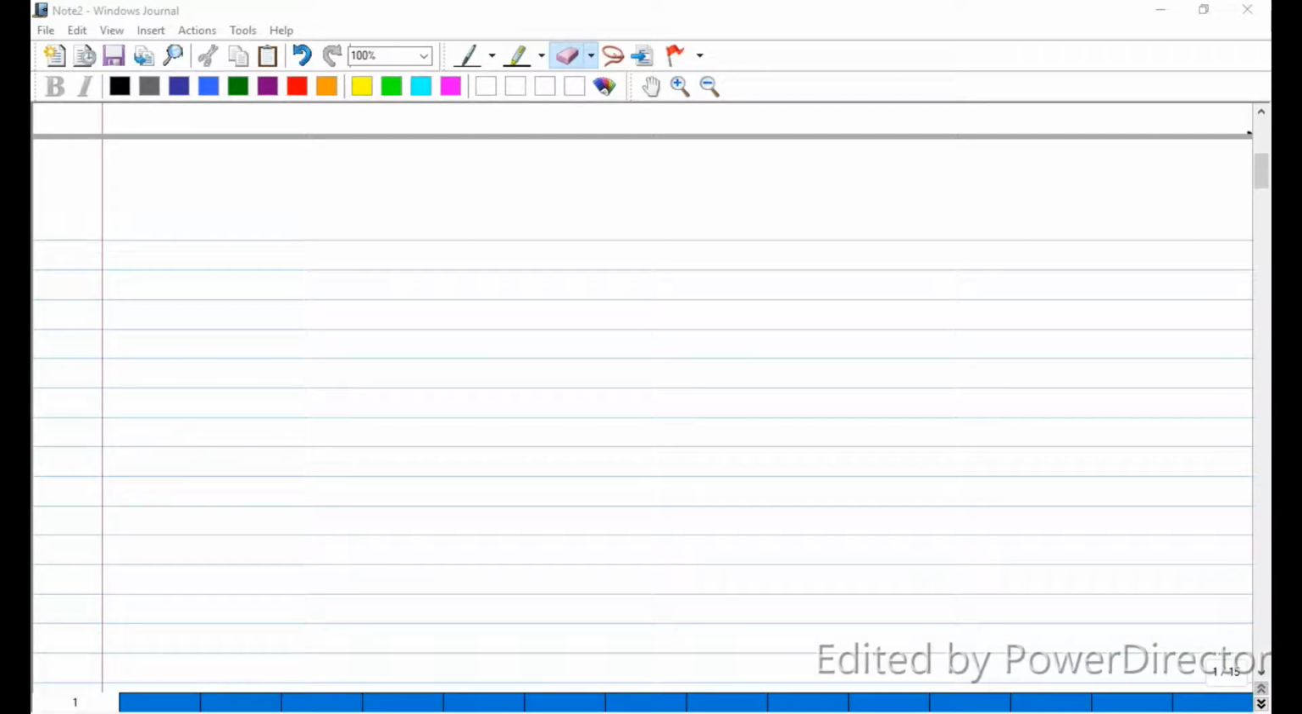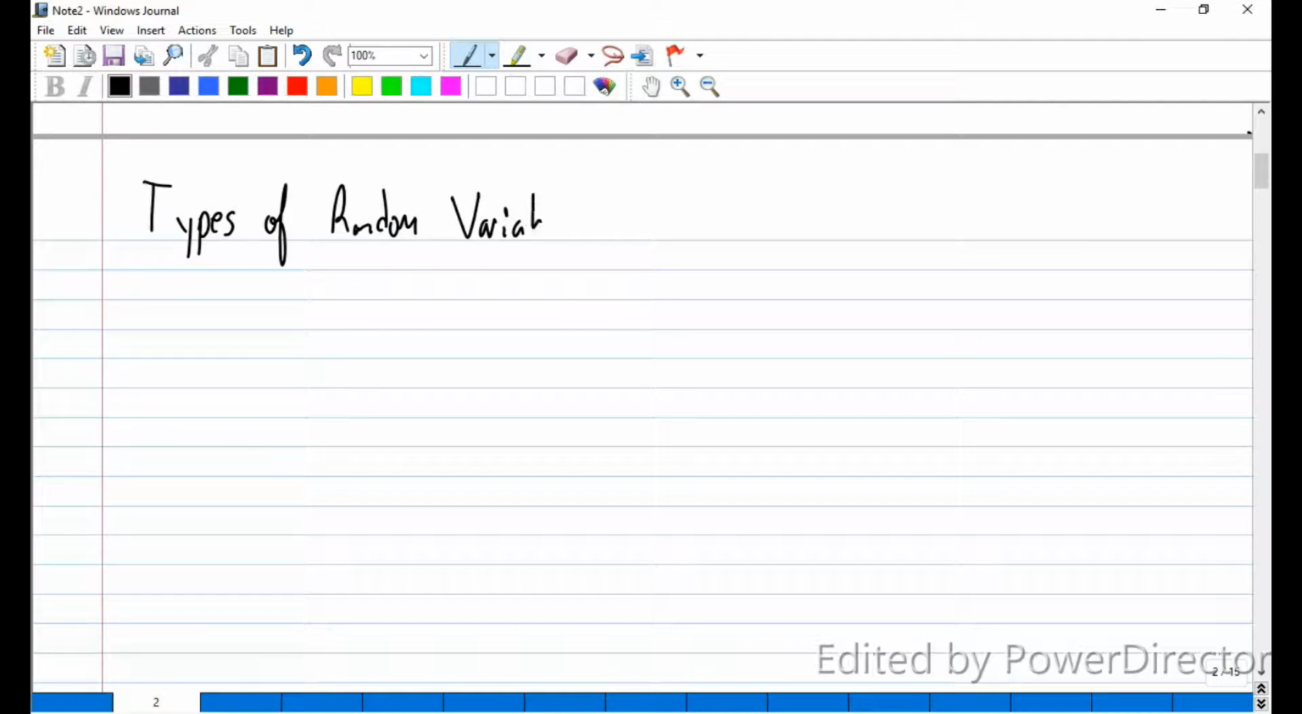Alright, we're going to start on types of random variables. We're going to look at first. Alright, and the first type of random variable we're going to look at is a discrete random variable. A discrete random variable is a random variable which has a countable number of possible outcomes.